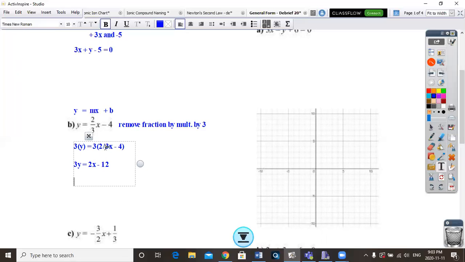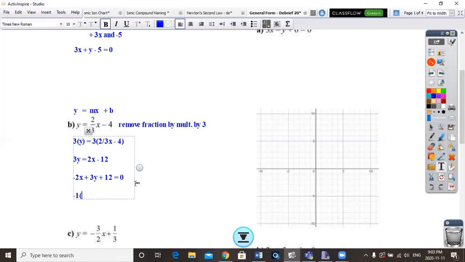And moving everything over, we're going to subtract 2x because it's positive, and we're going to add 12 because it's negative. So we're going to end up with negative 2x plus 3y plus 12 equals 0. But we have an issue because we can't have the negative x. So we're going to multiply everything by negative 1.